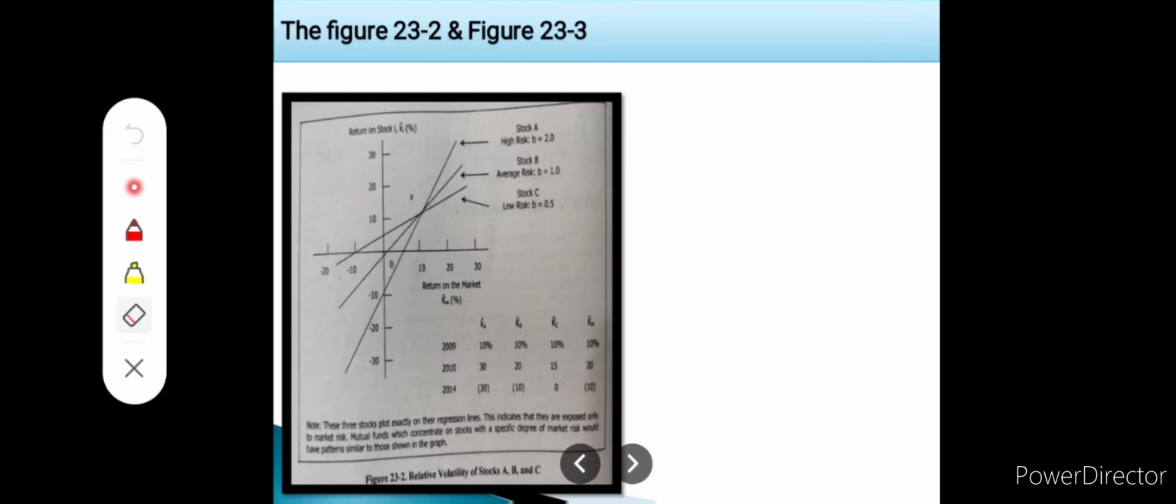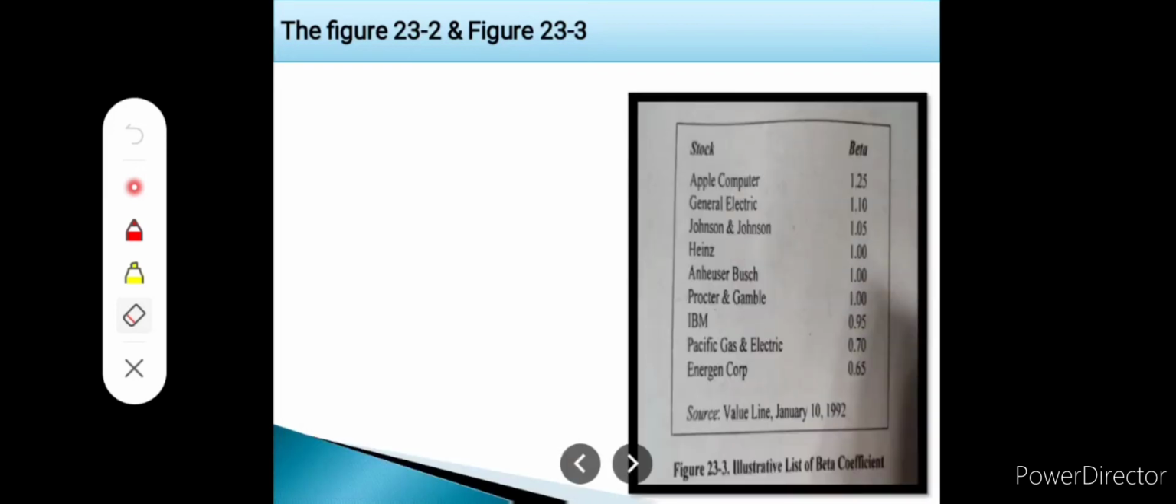This shows Figure 23-2 and Figure 23-3. Figure 23-2 shows the relative volatility of stocks A, B, and C. Figure 23-3 shows an illustrative list of beta coefficients.